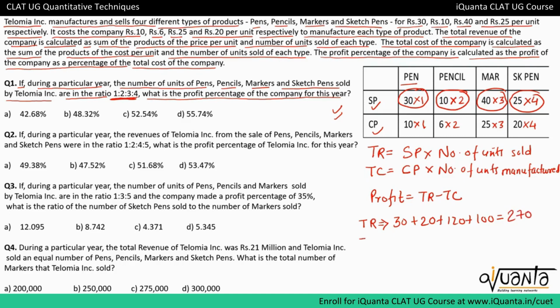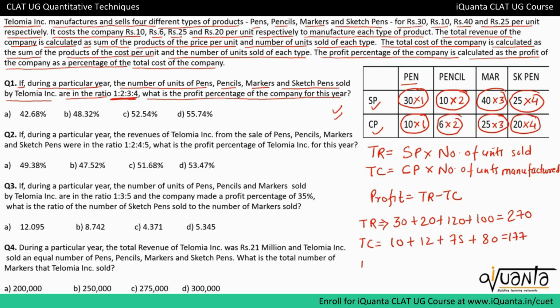270. Then total cost will be 1 into 10, that means 10, plus 6 into 2, that means 12, plus 25 into 3, that means 75, plus 20 into 4, that means 80. So the total cost here will be 177 rupees.